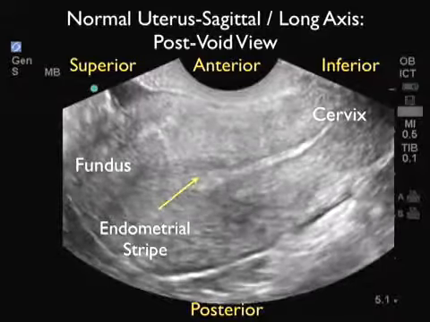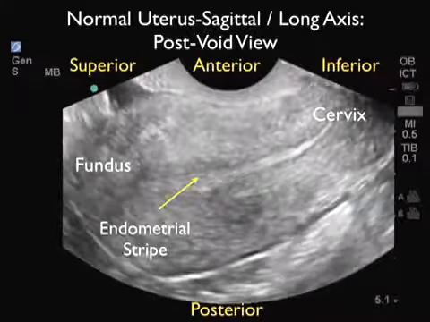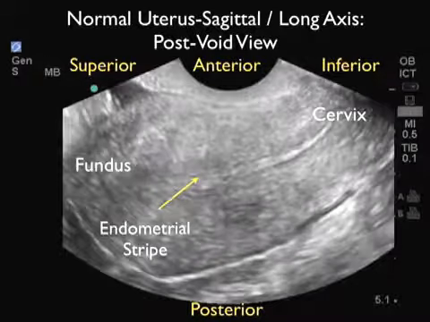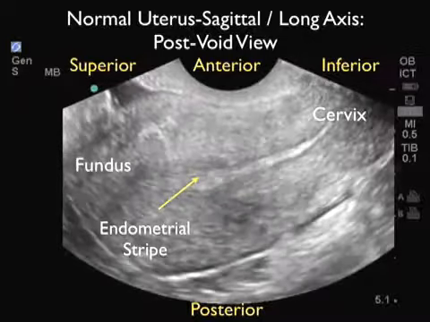Now we can fully investigate all the parts of the female uterus, and we see here the fundus located towards the left and the cervix towards the right. And we can also well delineate the endometrial stripe, that white line coursing from left to right from fundus all the way down to cervix.